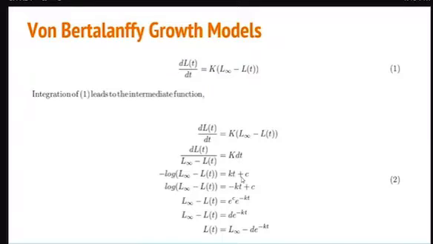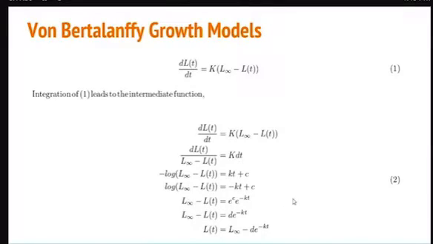Now, when you take a look at what I got, I have a log. The log is going to go to the other side and become exponential. I'm using a natural log. Then I'm going to be left with L infinity minus L of t.